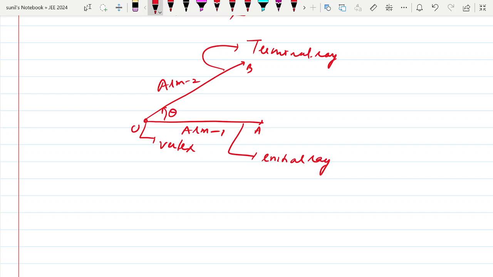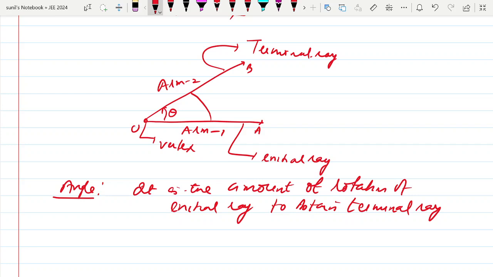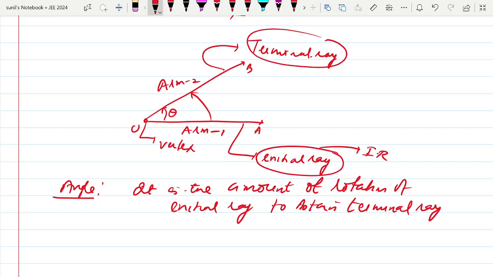So how do we define angle? Angle in trigonometry is the amount of rotation of the initial ray to obtain the terminal ray. See, we have rotated the initial ray through an angle theta to obtain the terminal ray. So I will be using the abbreviation IR for initial ray and TR for terminal ray.